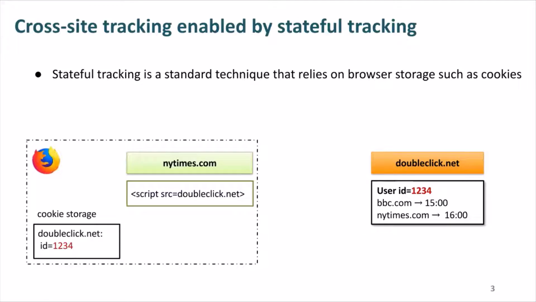Now the user visits a different website, let's say newyorktimes.com, that includes content from the same domain, DoubleClick. Again, a request is sent to DoubleClick to fetch the content, and along with the request, the browser automatically attaches the cookie ID equal 1234. Using this identifier, DoubleClick can recognize the user and recreate her browsing history.